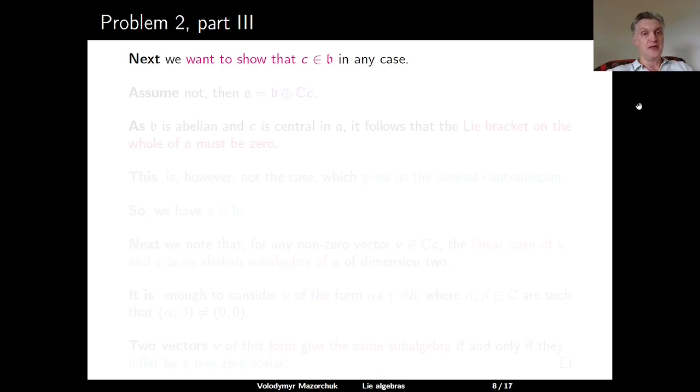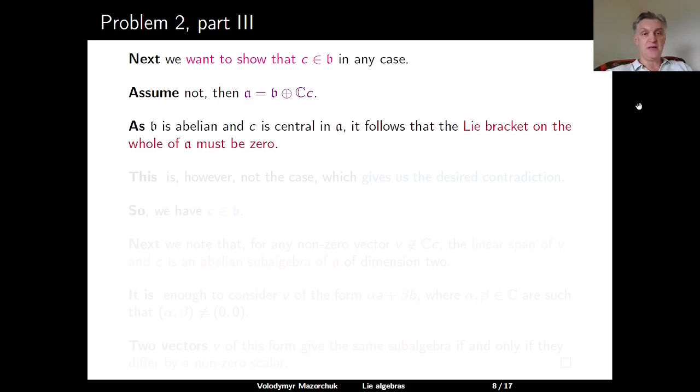Now we want to show that our element C belongs to B in any case. Assume that C doesn't belong to B, so B has dimension 2, C is outside B, so the direct sum of B with a linear span of C must be the whole of A. B is abelian, C is central. From this it follows that the Lie bracket on the whole of A must be 0, because any element in A is a sum of an element in B and some scalar multiple of C. But this is of course not the case. We know that the Lie bracket on A is not 0, so this gives us the desired contradiction, and so the element C is in B.